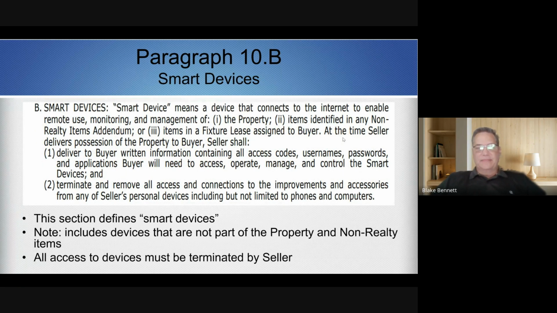Smart devices. This section 10B describes what they are. Get them off the property.